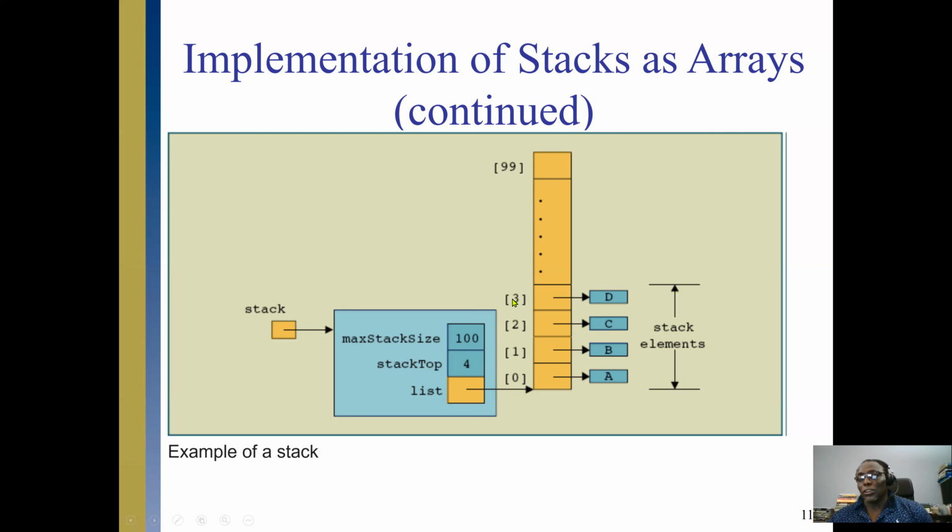So the index will be 3, because array index always starts from 0, but the stack top will be 4. Stack top will keep track of the number of elements in the stack. So that's why we say if the array index is 0, it means we have 1 item, so the stack top will be 1. If it's an empty stack, then we can make the stack top a negative value. We can't make it a positive value because array index is from 0 to any positive value.